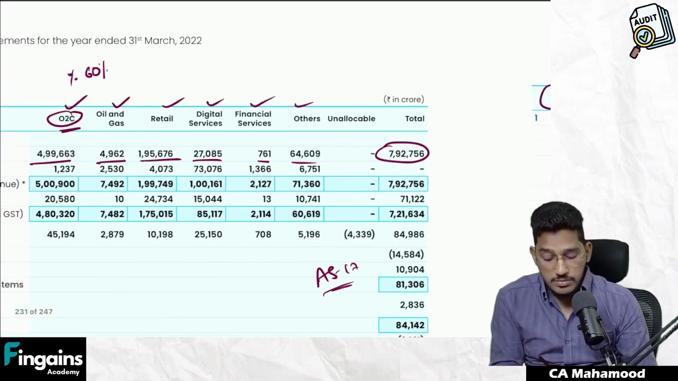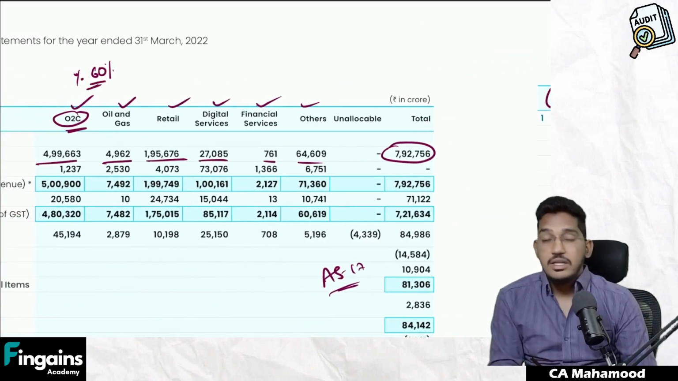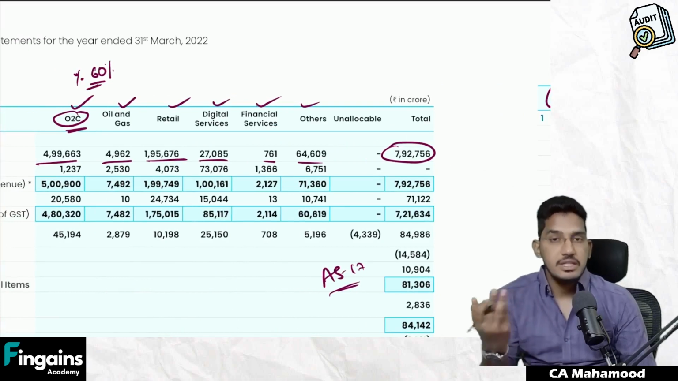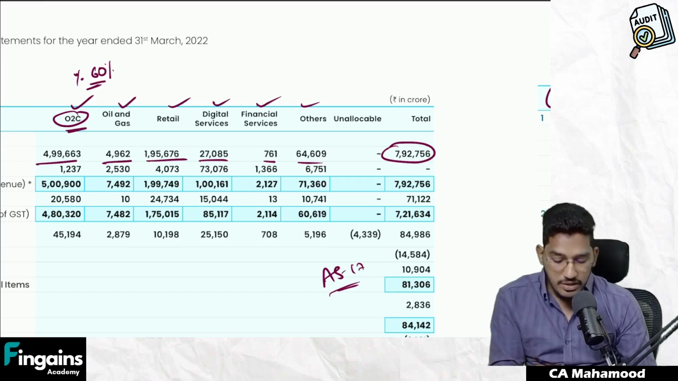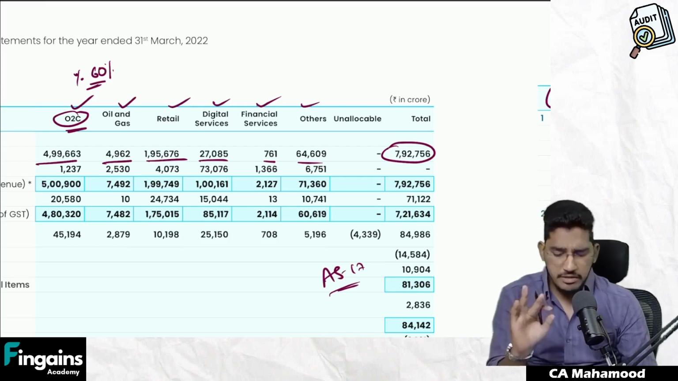In the current year, O2C business contributed 60%. What is the reason for that difference? I will try to investigate further. This is what I simply call analytical procedures. So you even try to perform analytical procedures on the segment information. Nothing but you compare with the prior year, calculate, and see whether there are any huge differences.